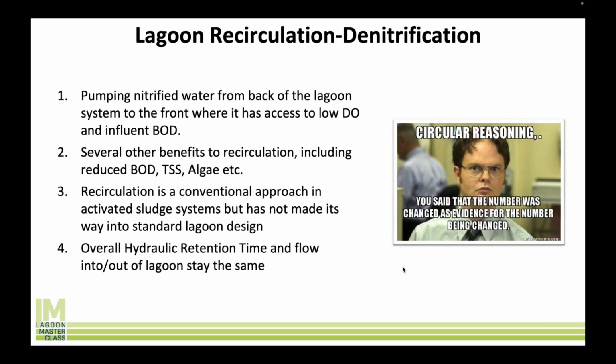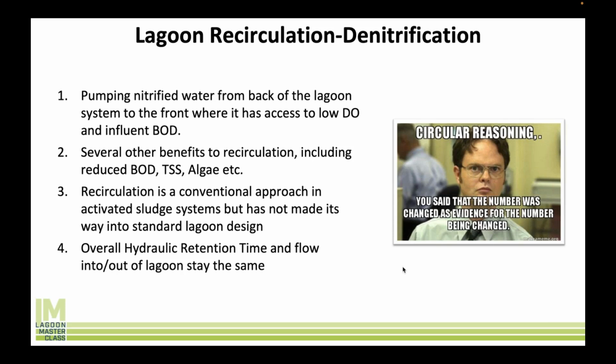This works, and I'll go through a case study of how well this works, but some of the other benefits of recirculating, and I did a whole presentation on lagoon recirculation in the Masterclass series, so it's awesome, you'll learn about these, but it reduces BOD, TSS, algae, does a lot of really great things for you. In fact, I'm not some genius, and Triple Point, we're pretty smart around here, but I wouldn't say we're geniuses. We didn't come up with the idea of recirculating.